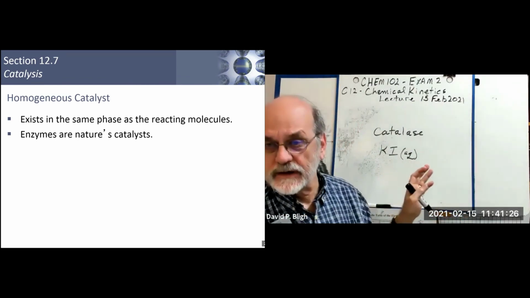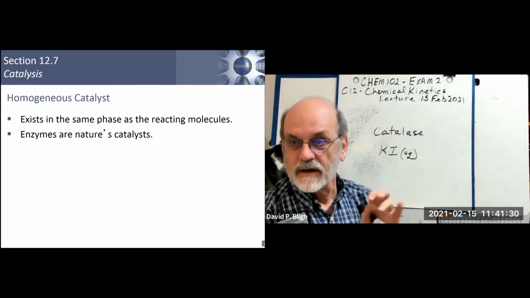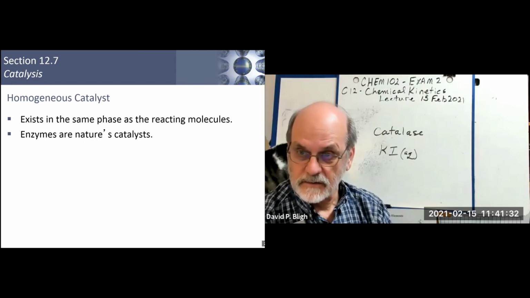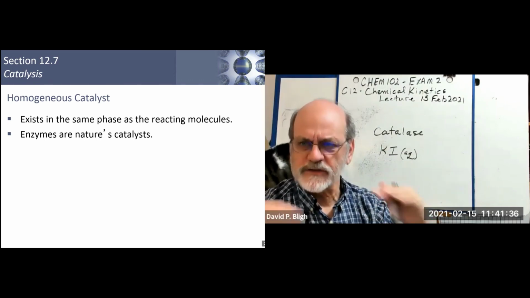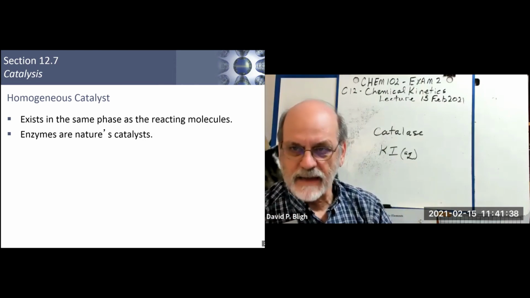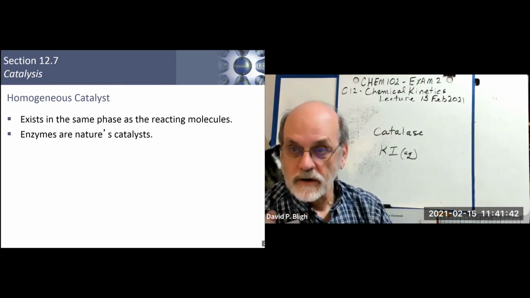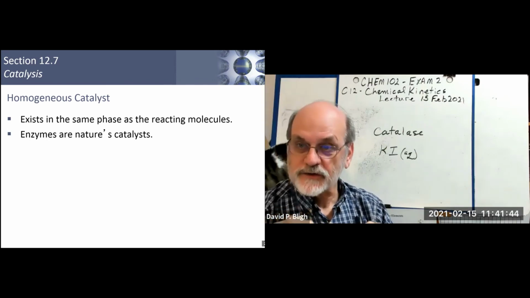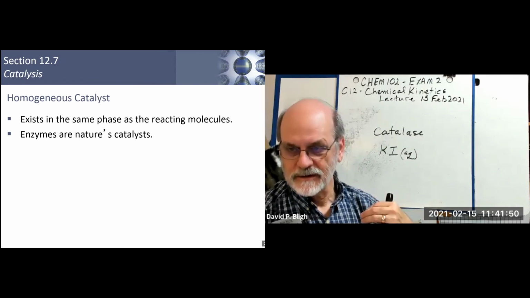But how does it do it? Well, as it turns out, the iodide ion in there combines with the hydrogen peroxide in several steps. I think there are 4 steps that have been identified in that mechanism that cause the decomposition to occur very fast. So the slow step in the mechanism is orders of magnitude faster than the uncatalyzed reaction.